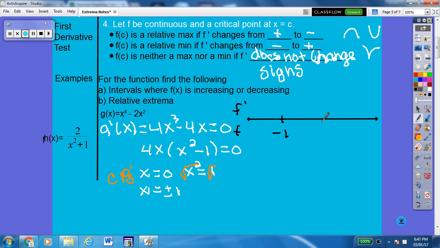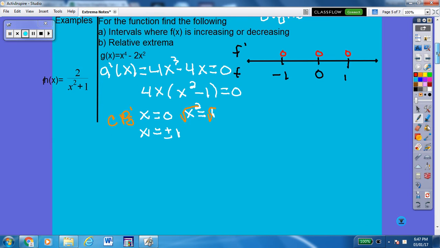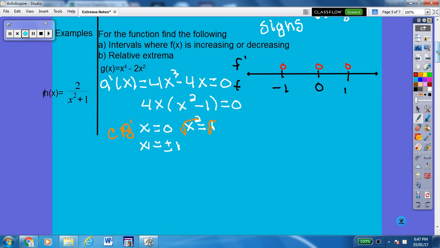Then I'll go with 0 and then 1. We already know that the derivative is 0 at all of these, so you can write that down. You have a 0 derivative here, so we just need to test points around it. Again, we're going to plug these into the derivative and check the sign, not necessarily the answer. I don't care if it's -6 or -3. I just know that it's negative and that's what matters.